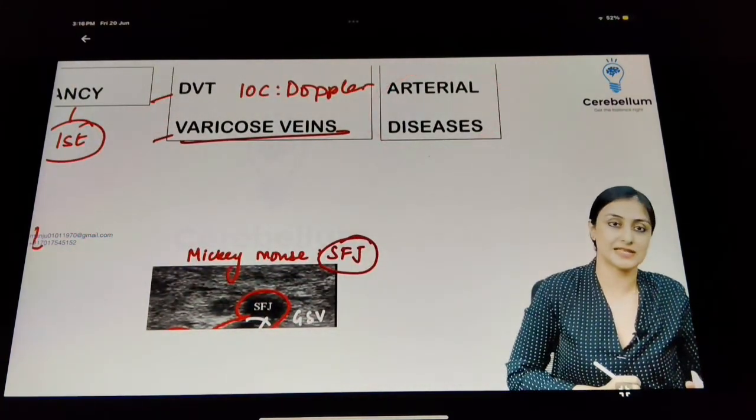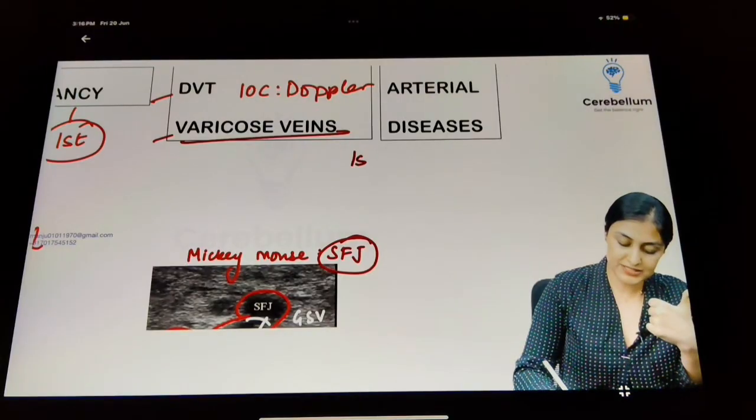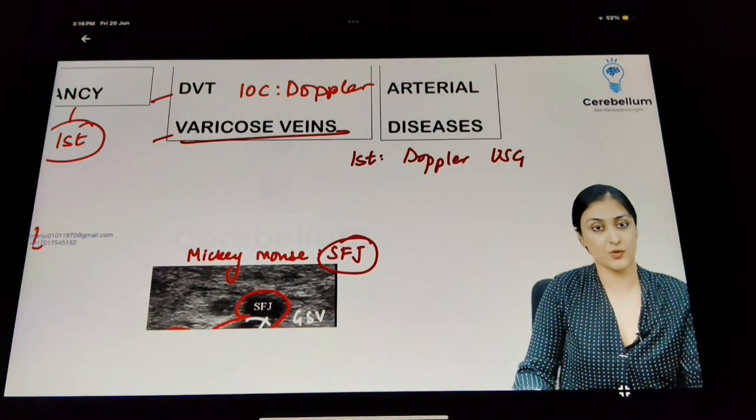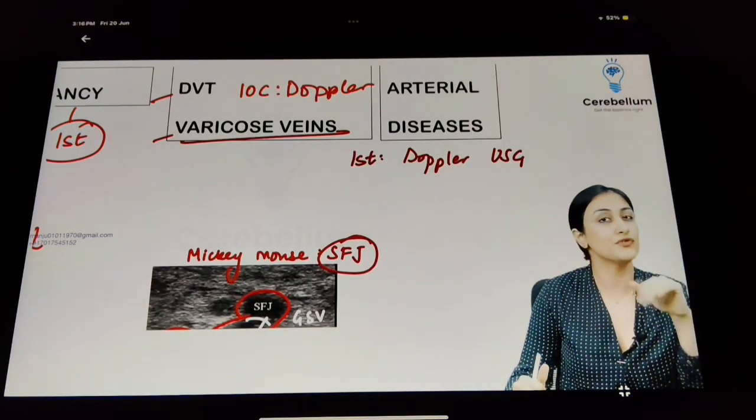Coming to arterial diseases now. When we talk about arterial diseases, as we discussed, the first investigation you will do in anybody suspected to have vasculitis, peripheral arterial disease, we are going to be doing the Doppler ultrasound. That will tell us that, okay, triphasic is not there, it's become biphasic, it's become monophasic, we know that something is wrong.